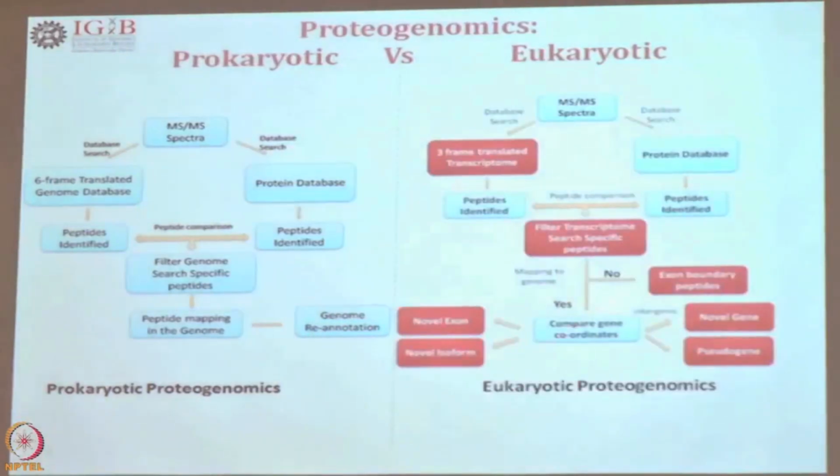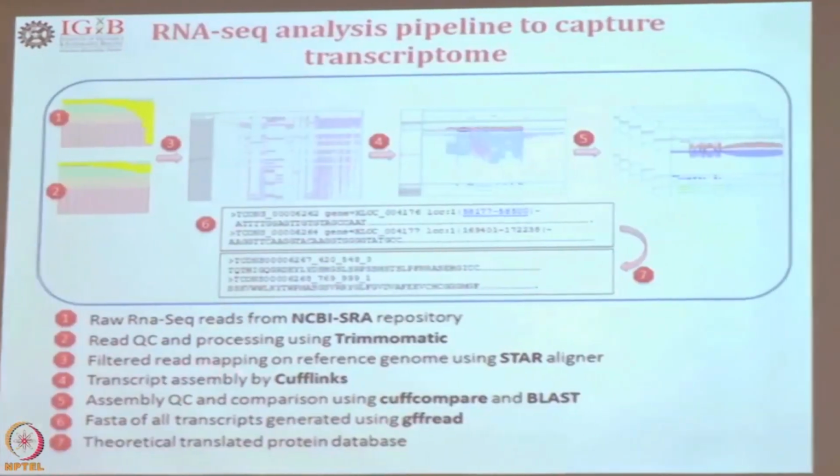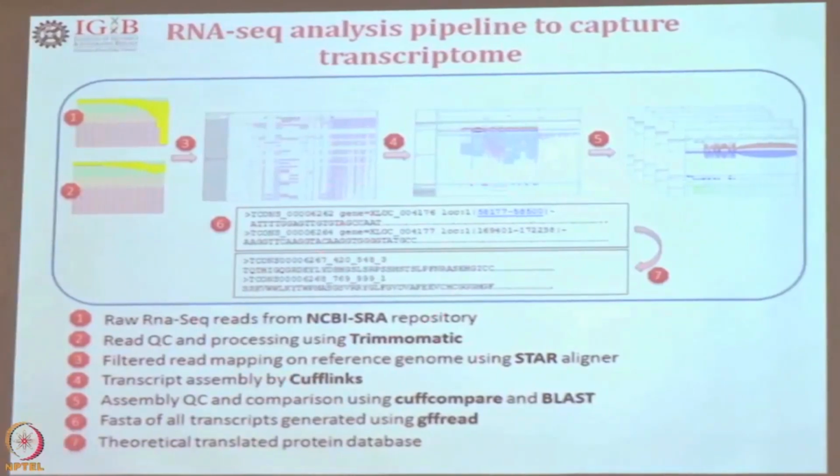But for eukaryotes we had lots of difficulty, because we had to create the three-frame translated transcriptome and incorporate all the possible alternate splice forms into our proteome. To do that, we created this pipeline by taking the best of tools available elsewhere. So, we did not write any of these codes.